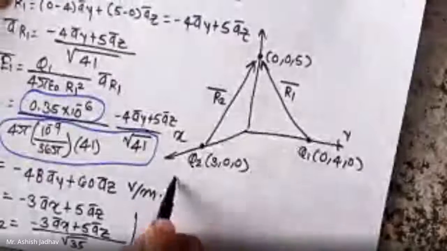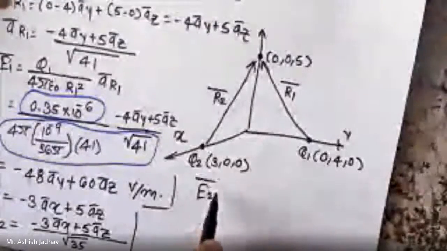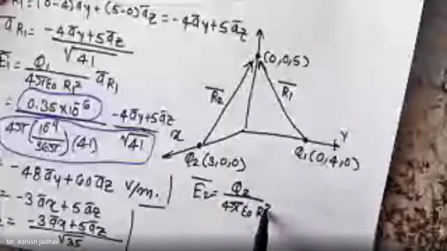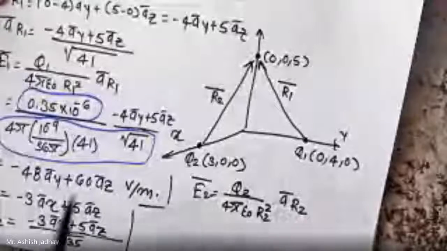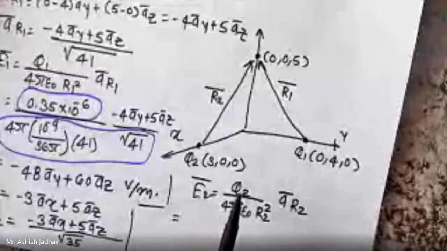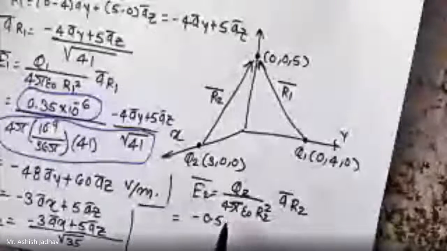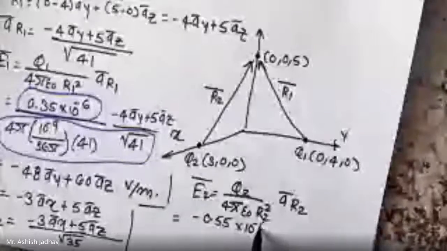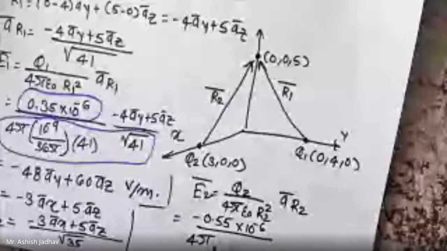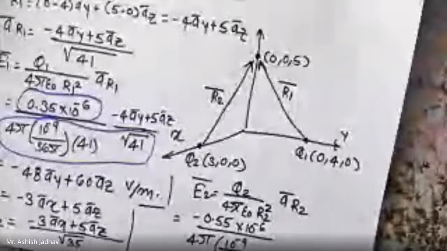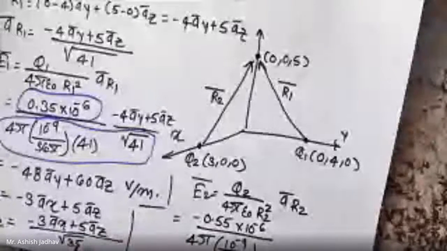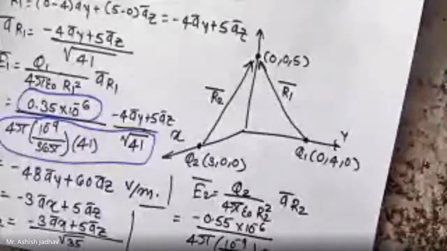Now E2 bar is equal to Q2 upon 4 pi epsilon naught R2 square a bar R2. Right? So put the values. This is equal to, Q2 is minus 0.55 into 10 raised to minus 6 upon 4 pi into 10 raised to minus 9 upon 36 pi. R2 is, value of R2 is root 35. So 35 I can directly write.